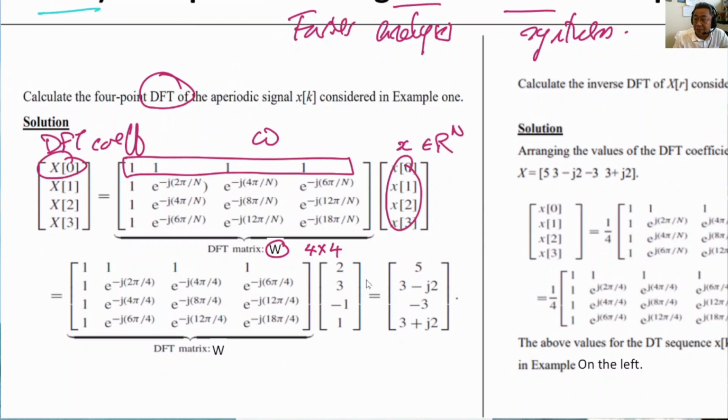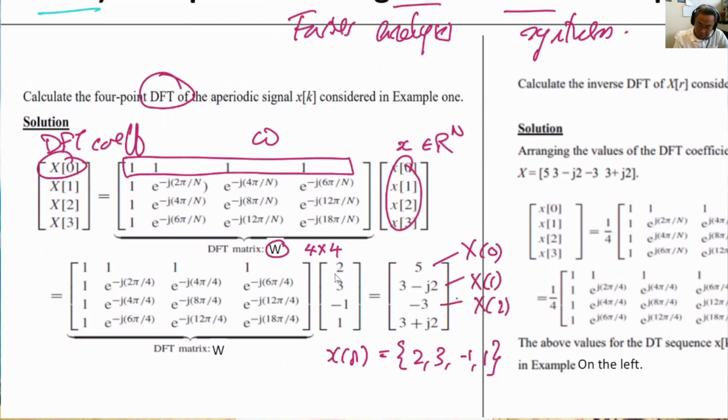And in this example, we give you the signal vector x of n, and there are 4 elements in it, and we can give you in this way 3, 1, 2, 3, minus 1, 1, and then we ask you to perform analysis. And then outcomes, this is capital X0, this is X1, this is X2, and this is X3. The capital letters stand for the frequency representation, the small x stand for the time representation. This is just brute force matrix vector multiplication.